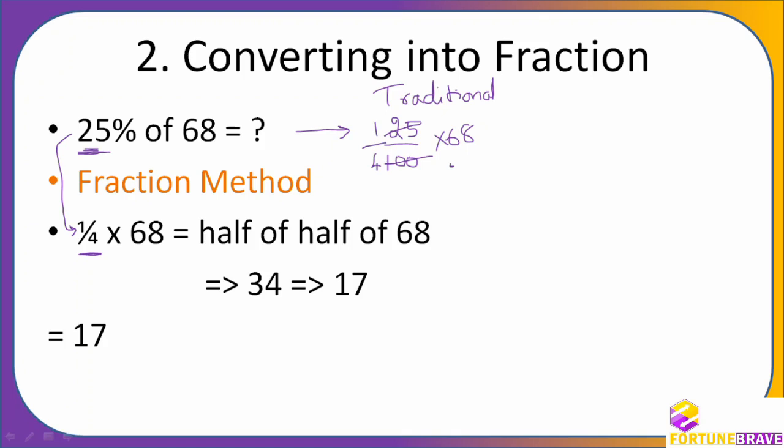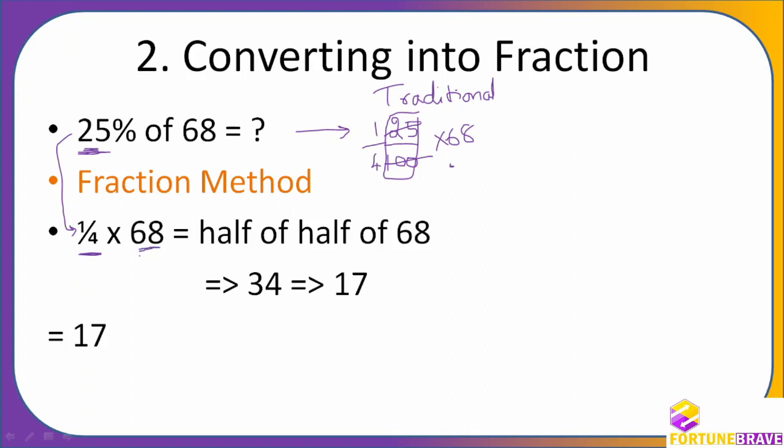How have those fractions come? They have come like this only. Now you can understand, 25% is 1 by 4. How? By dividing by 25, 25 ones are 25, 25 fours are 100, so 1 by 4. We will save the time of dividing if we know it on our fingertips. Okay, so this is 1 by 4, 1 by 4 into 68.